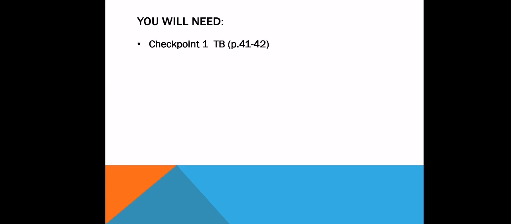Hello, everybody, and welcome. This is a Legacy School Literacy lesson for Year 6. In this lesson, we're going to be starting our new unit, Unit 3. It's about descriptive writing, so you'll need your Checkpoint 1 textbooks opened up to page 41.